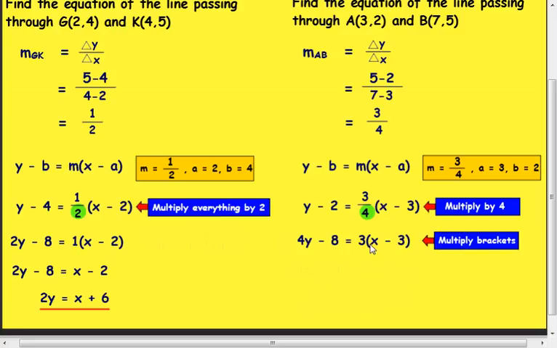So multiply the bracket at that point, so 4y take 8 is 3x take away 9, and then add your 8 on. So I just leave it with a 4y equals, and we've got negative 9 add 8, which is negative 1.